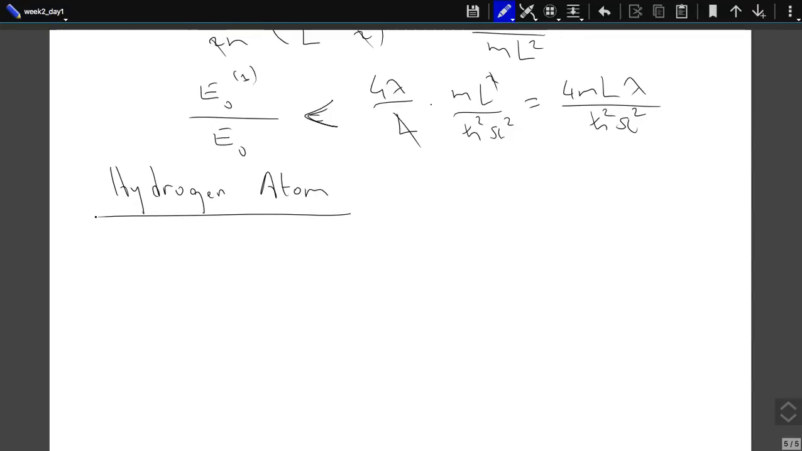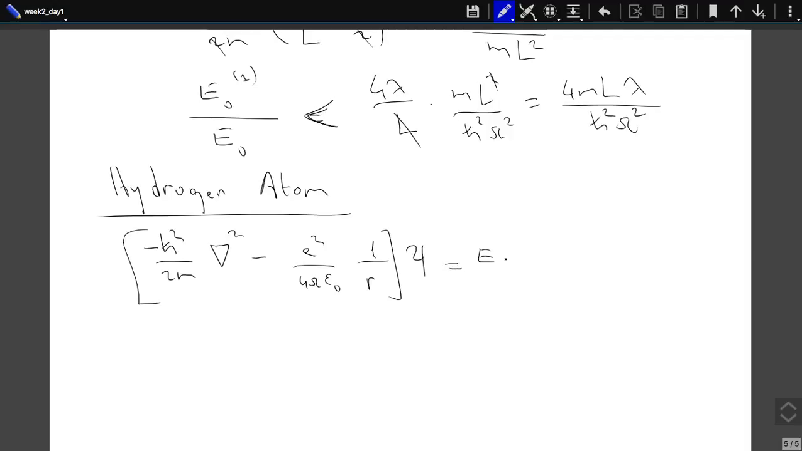Now let's just make a short review of some properties of the hydrogen atom. Then we can see how the eigenstates would be modified by various corrections. Now, if you write the differential equation, the Schrödinger equation, plus minus e squared over 4 pi epsilon 0, 1 over r, psi is equal to E psi. So this is the Schrödinger equation for the hydrogen atom.